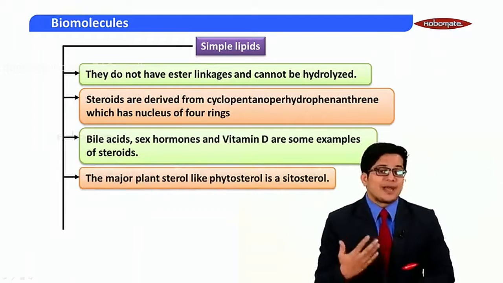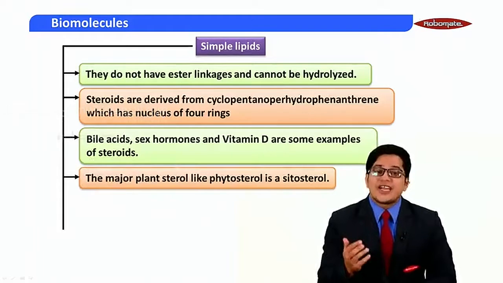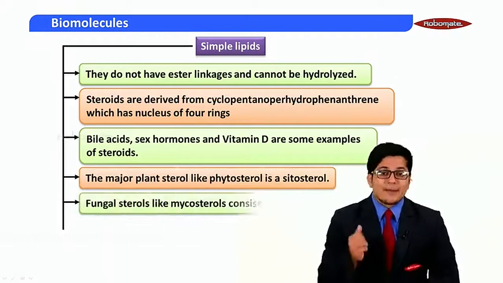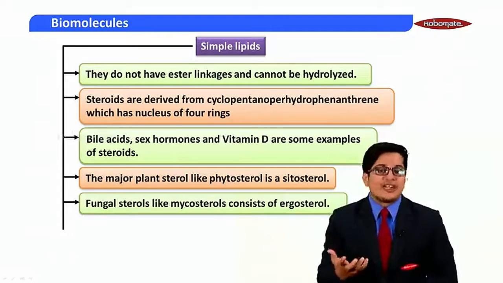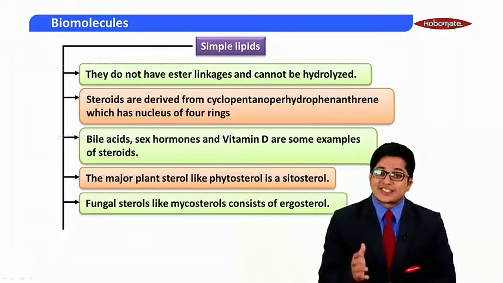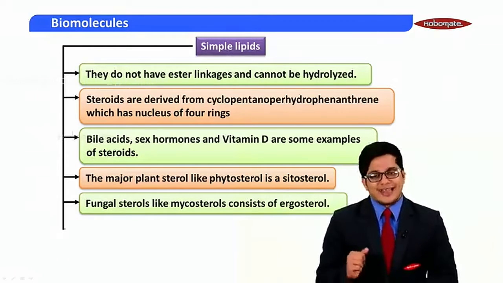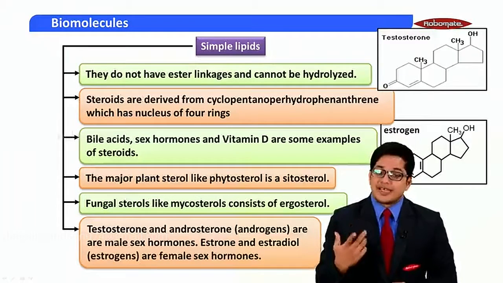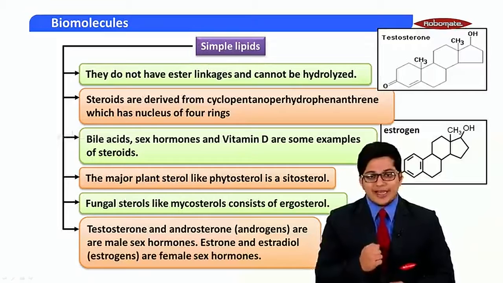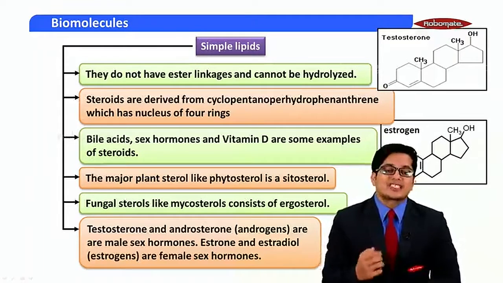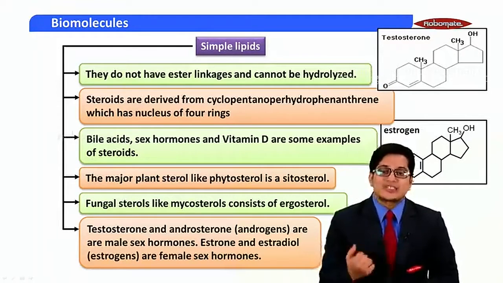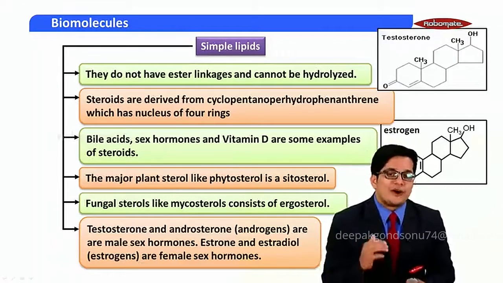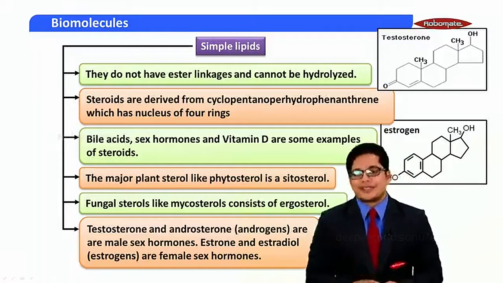Next point, the major plant sterol, that is phytosterol, is sitosterol. Next, the major fungal sterols, also called mycosterols, consist of ergosterol. And lastly, testosterone and androsterone are androgens, while progesterone and estradiol, which are estrogens, are sex hormones, which are also a form of simple lipids.